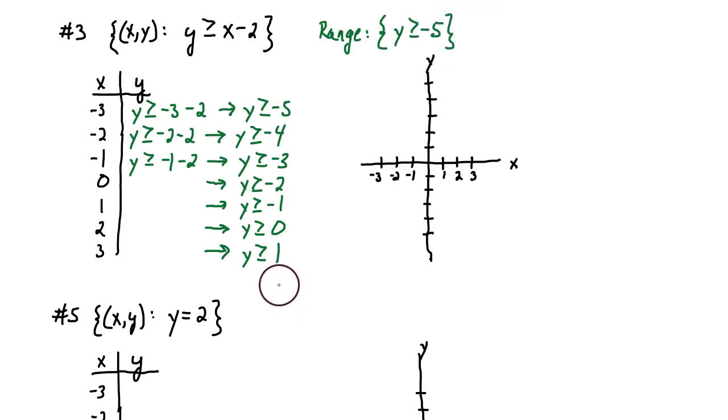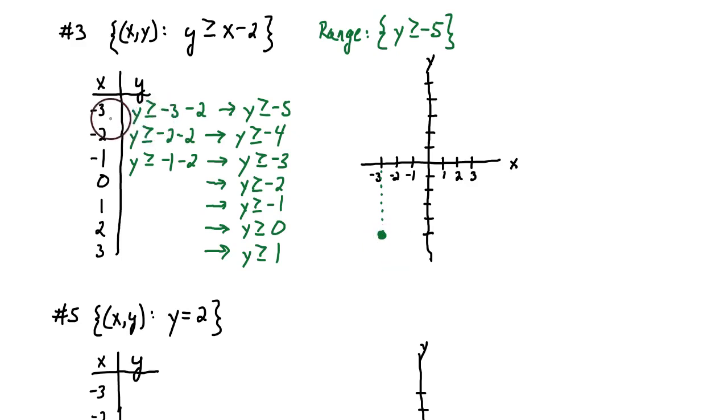Now let's make the graph. When x is negative 3, y is greater than or equal to negative 5. Here's where x is negative 3. Let's go straight down until we get to negative 5, and mark that with a closed dot.